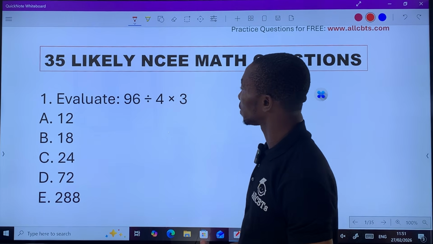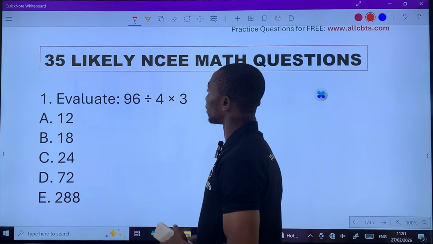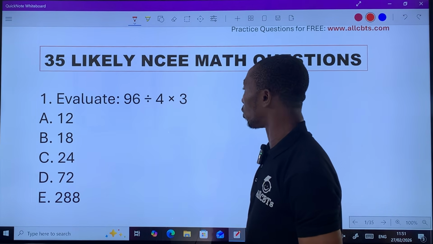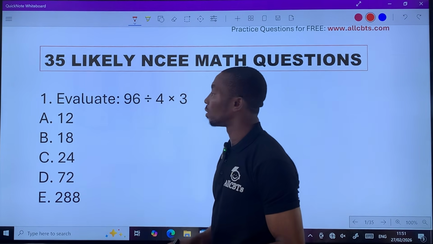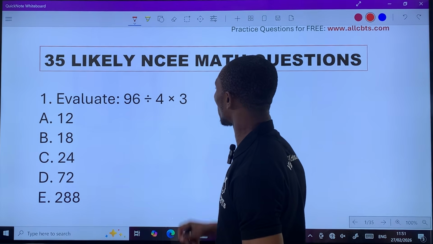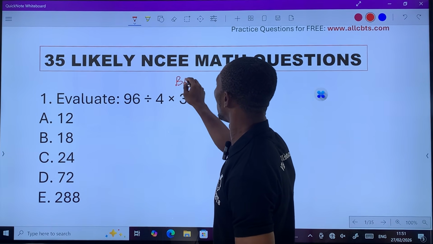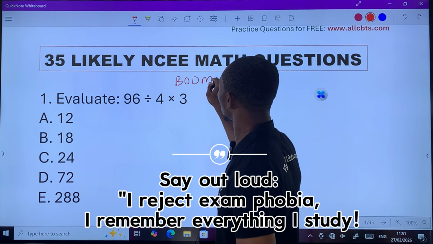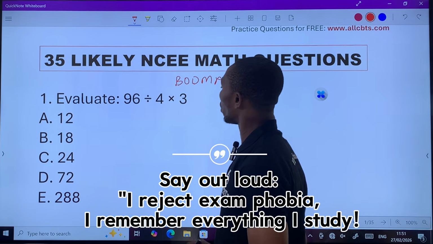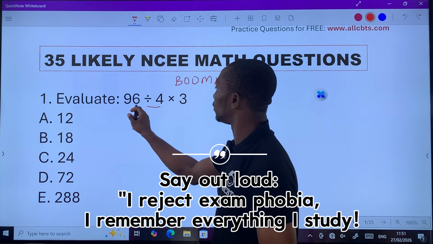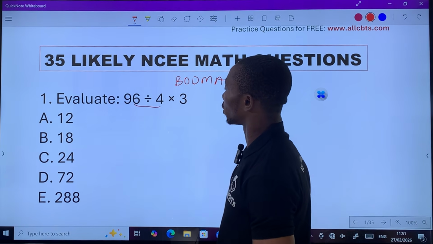Our first question says, evaluate 96 divided by 4 times 3. Here we'll apply our BODMAS rule, where we will do our division before multiplication.